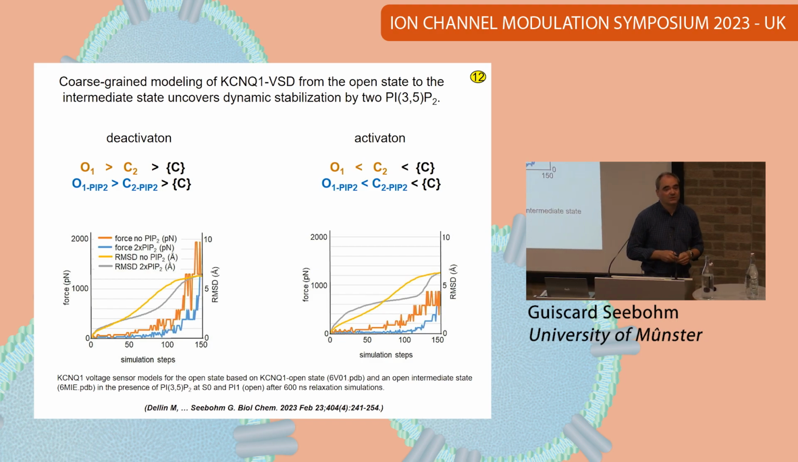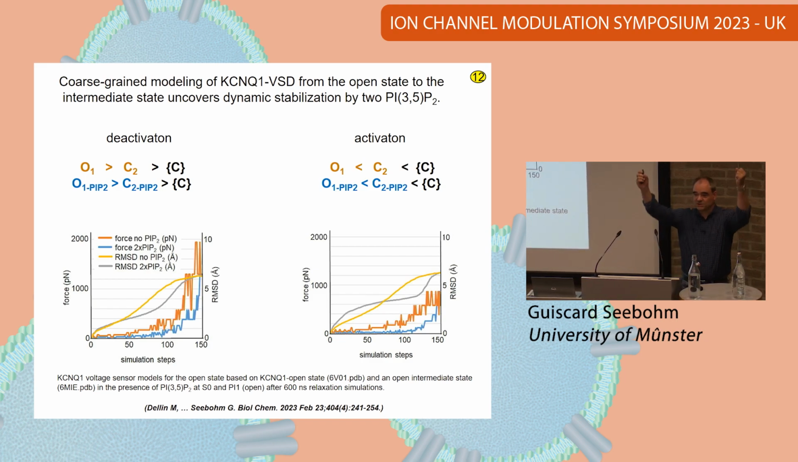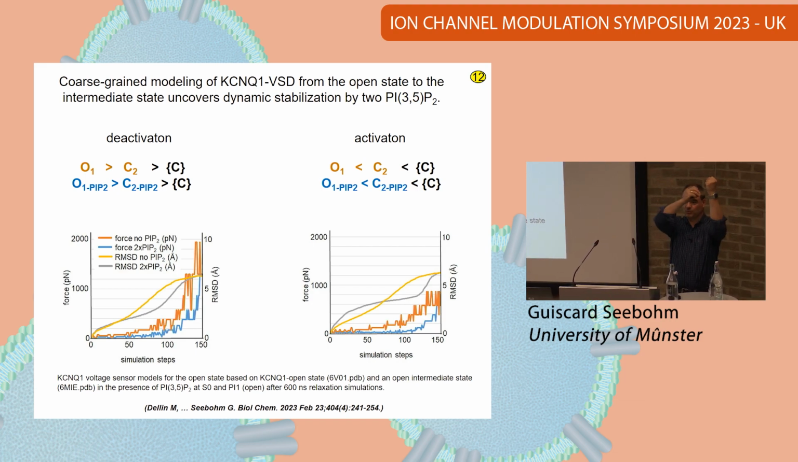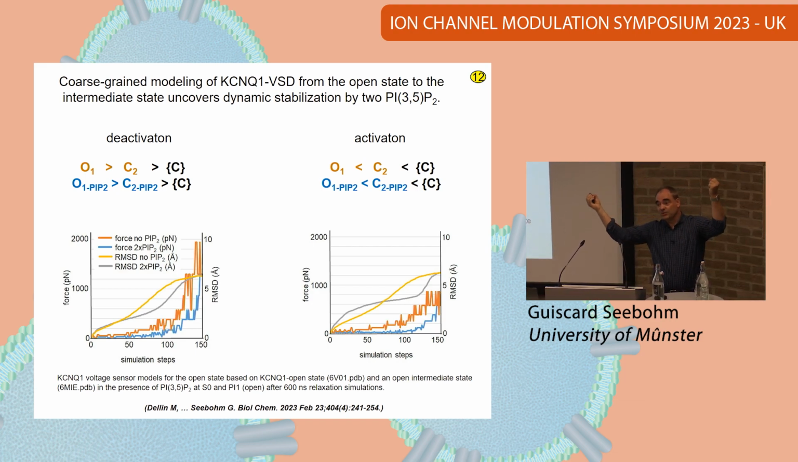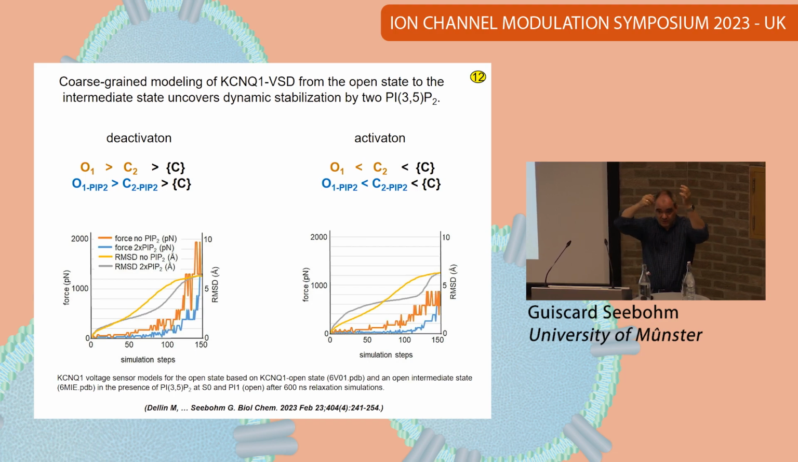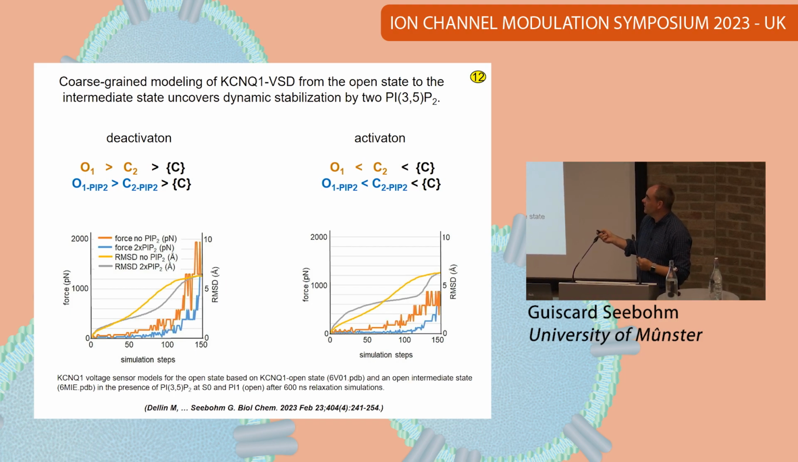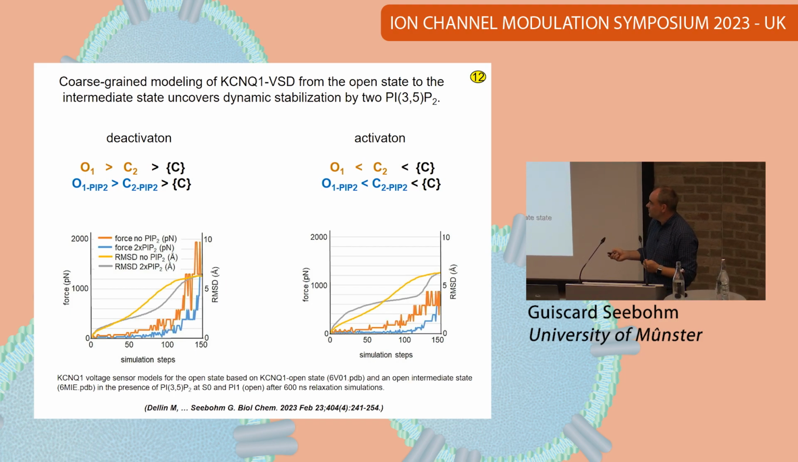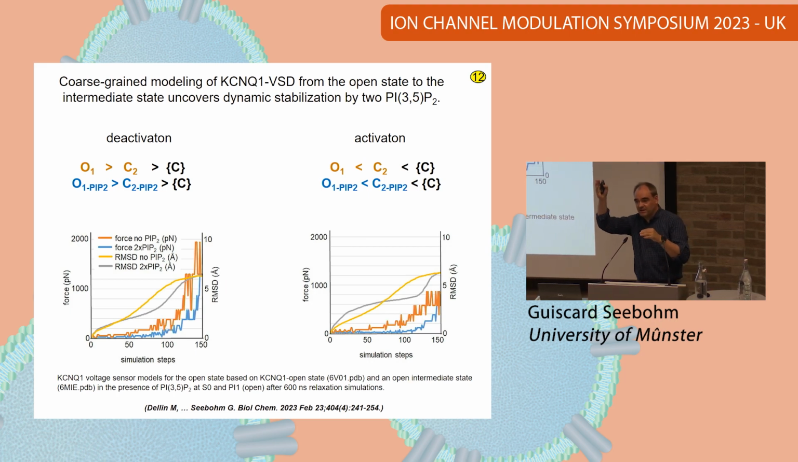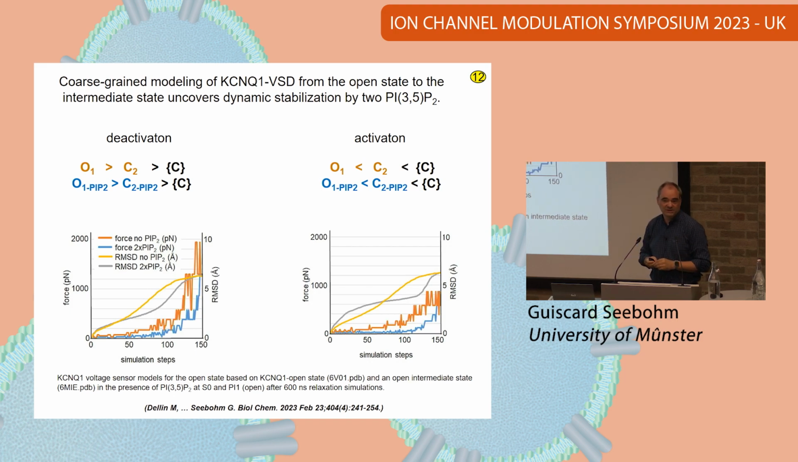We also performed coarse-grained simulation, which is pulling the channel, or the voltage sensor, from one state to the other and measuring the force required to pull. And when we did this in both directions, so in the deactivation and the activation direction, you can see that here in blue versus the orange side, when both PIP2s are there, you need less energy. So it's really removing an energetic barrier between two open states.